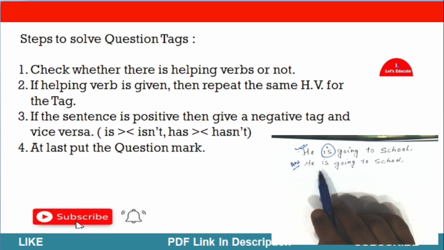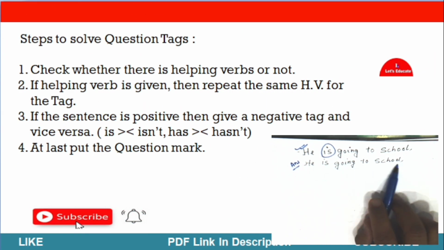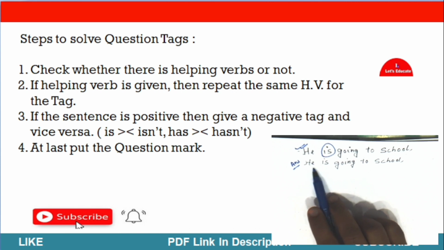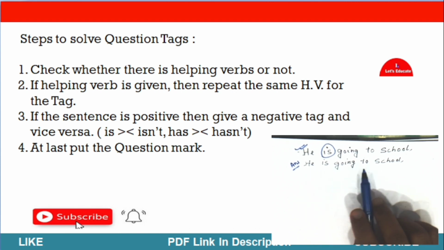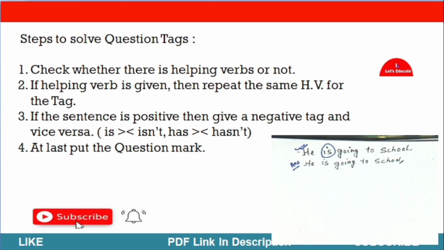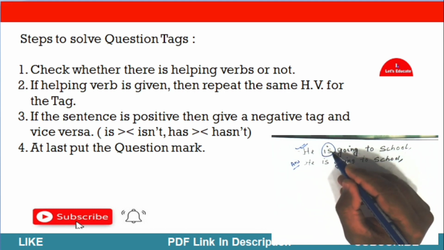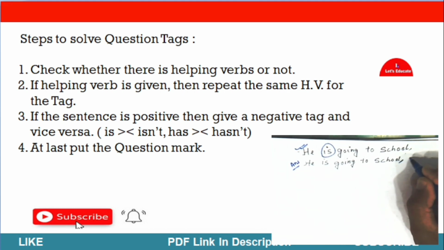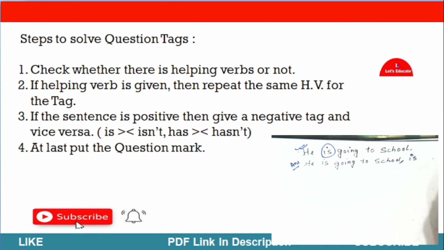The correct way to solve a question tag is that you have to write the question once again in your answer paper. Like this, I have written, he is going to school. After that, I have put a comma. Then what is the next step? Number 2 point says that if a helping verb is given, then repeat the same helping verb for the question tag. This is the helping verb. I am repeating the verb in the tag. Here I have written is.